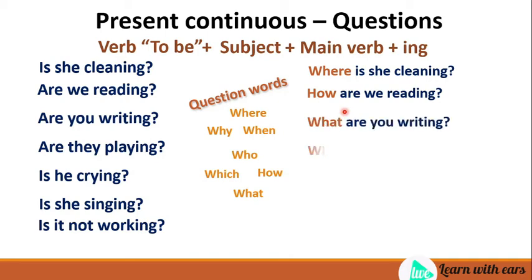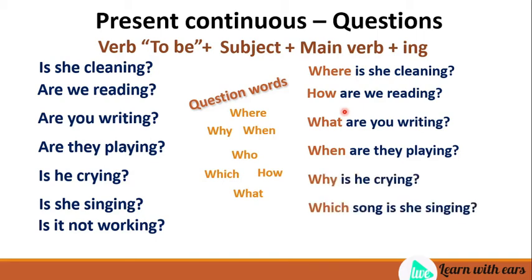What are you writing? When are they playing? Why is he crying? Which song is she singing? How is it not working? Okay, so these are questions without question words and these are with question words. When we add question words, we ask additional information. Okay, is she cleaning is a simple question. Is she cleaning or not? And here, where is she cleaning? We are asking for place. This is how we make questions. Okay, and when we want to know more about something, we use question words.